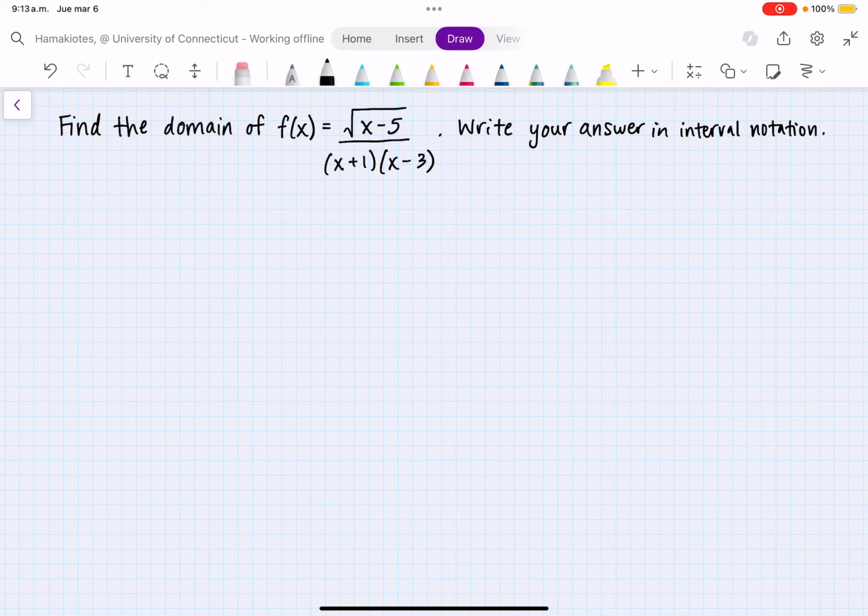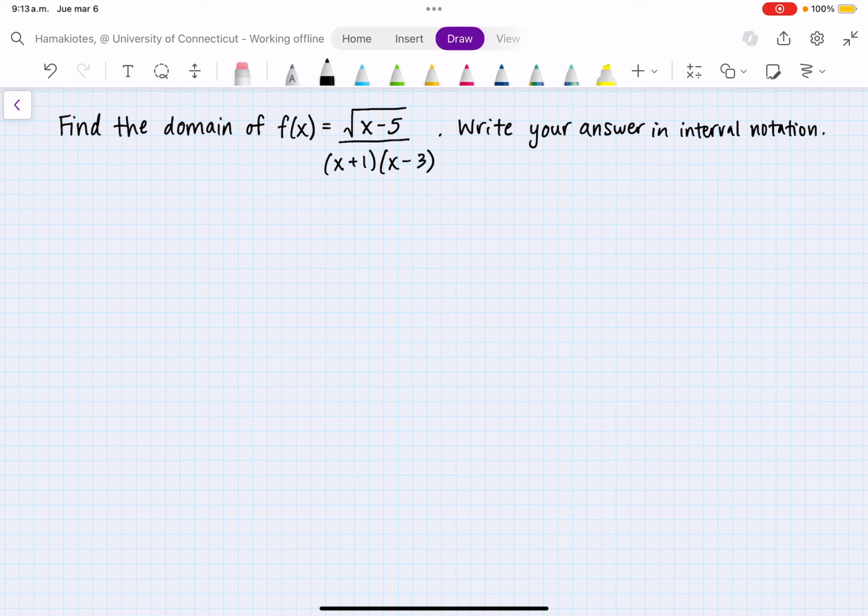In this video, we are going to find the domain of f of x equals the square root of x minus 5 all over x plus 1 times x minus 3, and we're going to write our answer in interval notation. So how do we find the domain of this function? Well, there's two conditions we want to check.